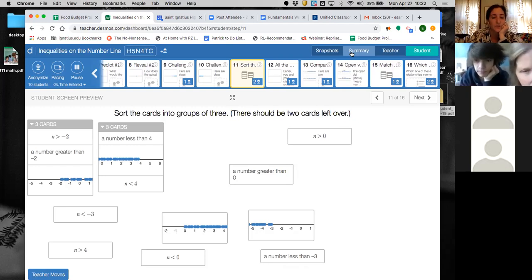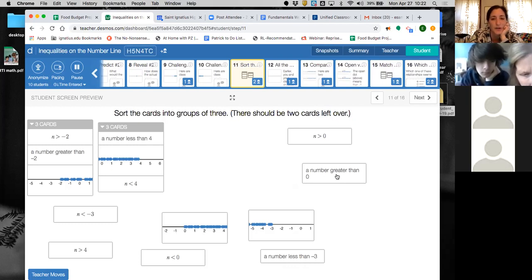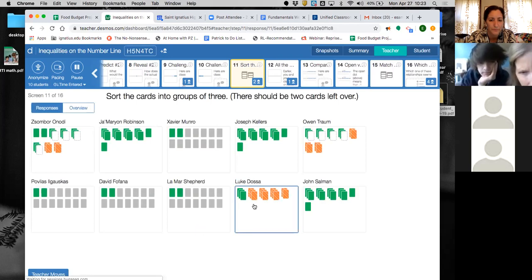Okay, so the ones that you have 2 cards, we got to find what's missing. So tell me one of your 2 card sets. 4 is greater than n, or less than. My bad, less than. And then there's a number line that goes up to 4 from 0. Okay, so you have the symbol n is less than 4. Okay, and then you need to look for the words where it says a number less than 4 and drag the words on top of that. All right. Yeah, I got it. Okay.